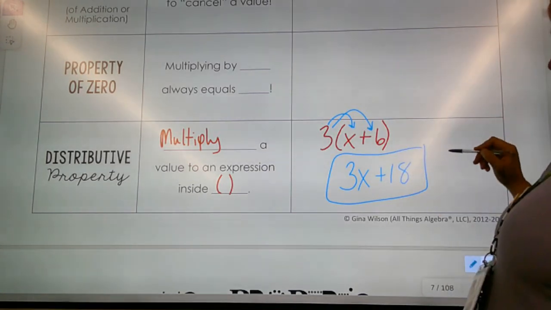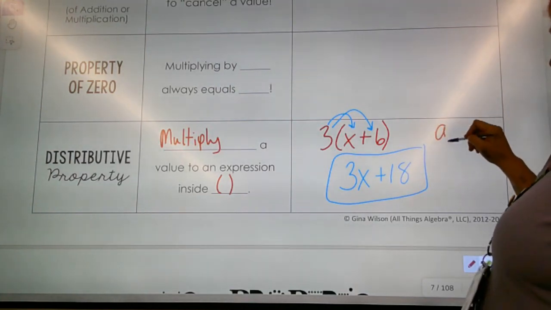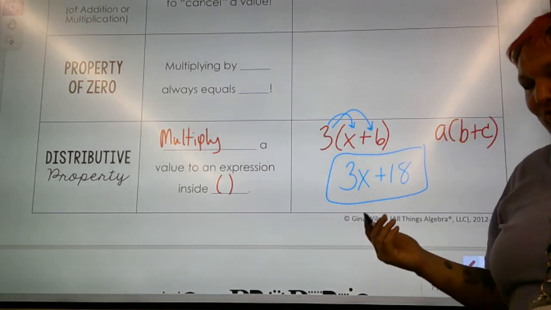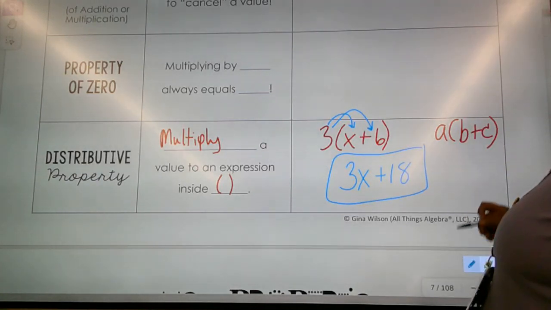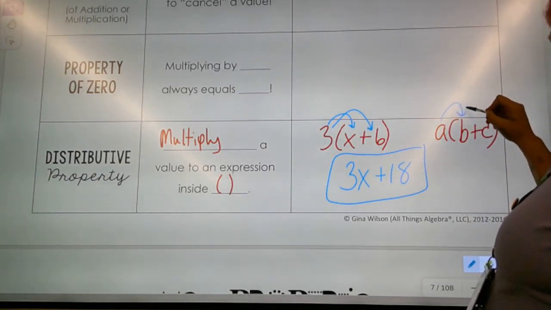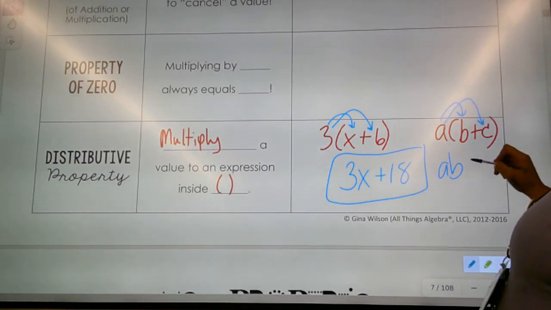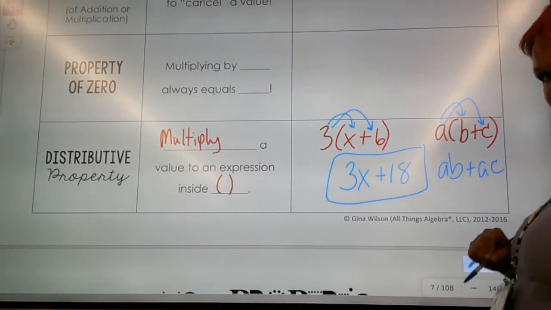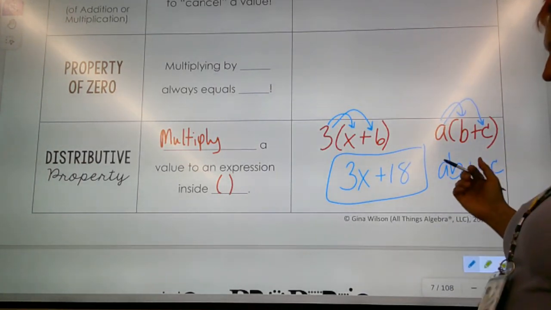I mean, technically you could have multiple variables, right? So suppose you had a times (b plus c). Well, you can't really do anything. There are all kinds of different variables. They're not like terms. But you could distribute. A times b is ab. A times c is ac. So it would be ab plus ac. Invisible multiplication again. Right? So that's distributive property.